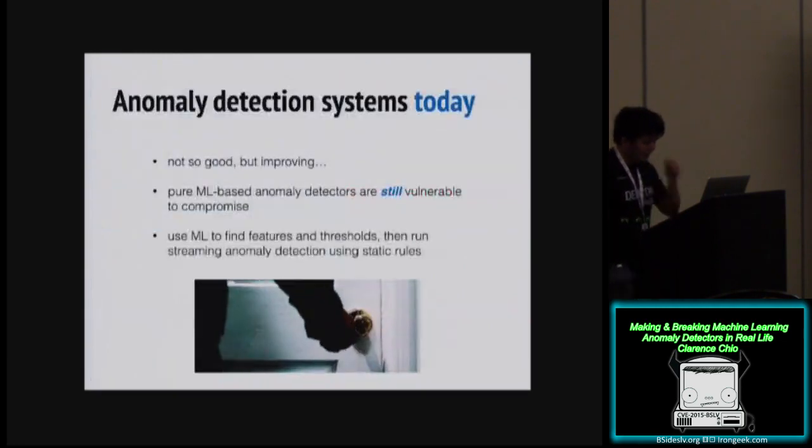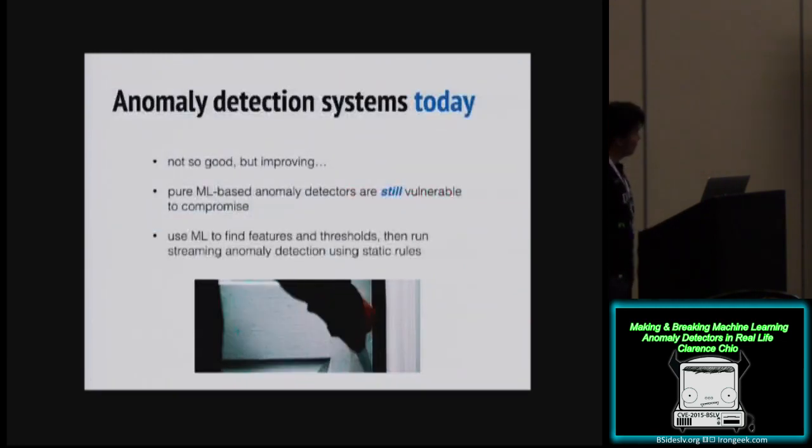So that's it. Anomaly detection systems today are not so good, but they're improving. I think machine learning still has a role to play in the security space. They're still vulnerable to compromise, but obviously there's still a lot of research being done in this area. And if we can find more robust ways to perform classification and feature selection, then that'll be great.